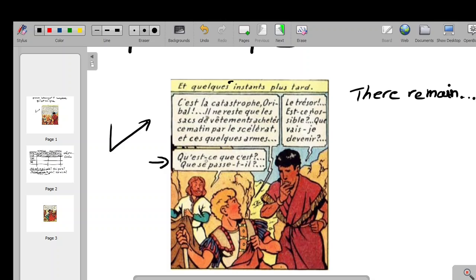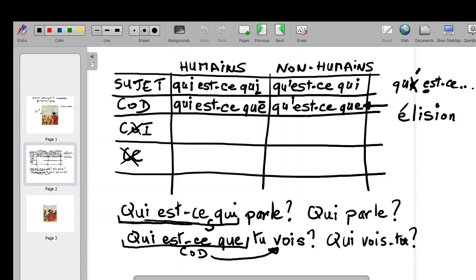Qu'est-ce que c'est? Qu'est-ce que c'est? So you have the qu'est-ce que and c'est. This is basically a canned expression. So you don't even have to look at this because it doesn't really correspond to anything. It's not like it's a COD. So it's just a canned expression. Yeah, I should have put an example for this. I forgot.